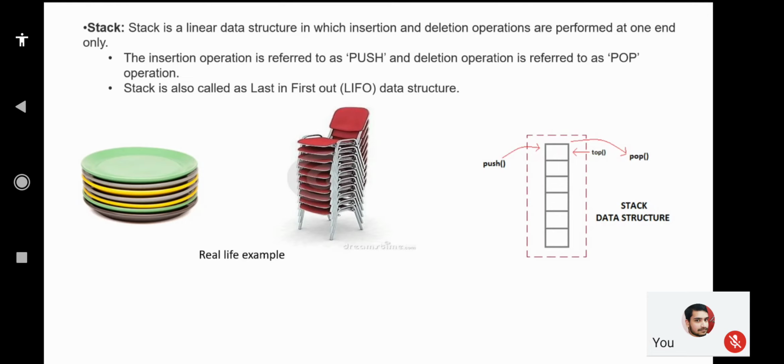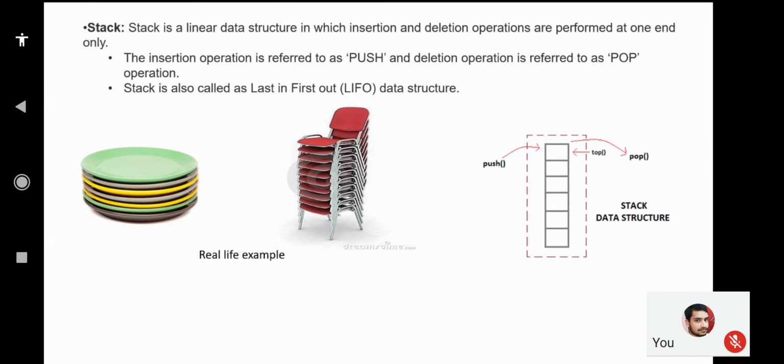And after that, for deletion, if I want to take one plate from the stack, how can we take it? We just take this one. After that, we just take this one, and here we just take this one. So is this clear? It's a linear data structure where insertion and deletion can take place from a particular end.